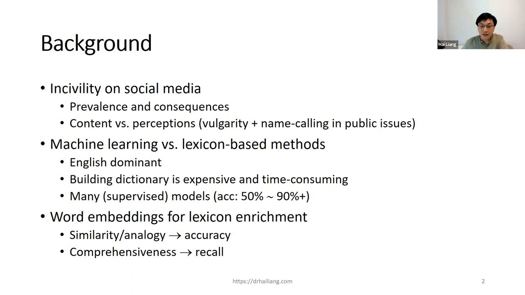The content analysis as well. I'm for sure not the first one to try to classify uncivil comments, so there are many others. As you can see, in general the accuracy varies quite a lot, at least larger than my expectation. It ranges from 50% to 90%.